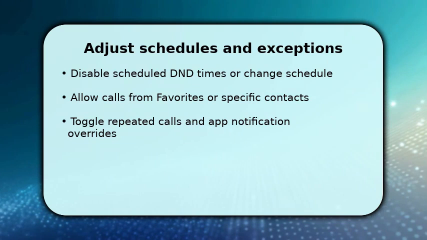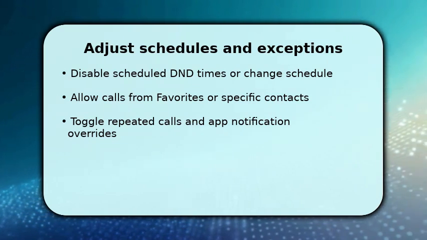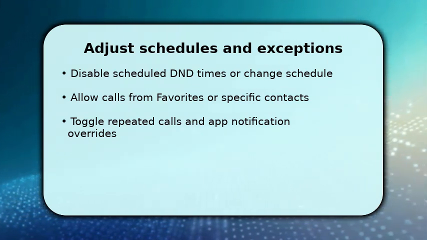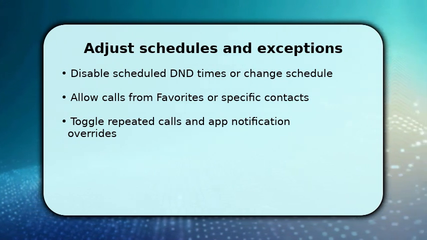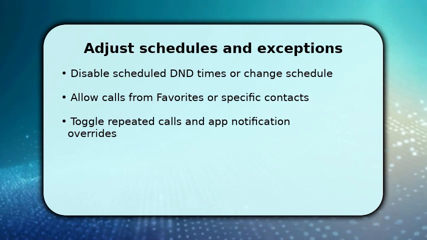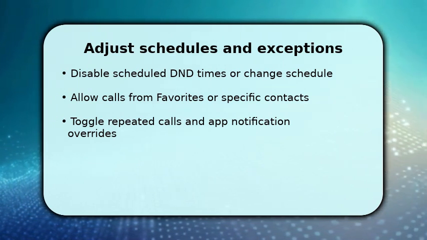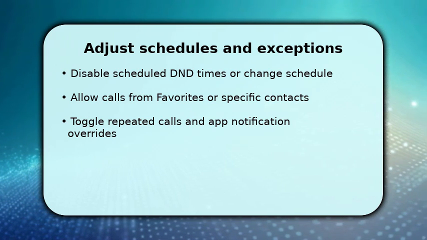Now modify the schedule and exceptions. Tap Scheduled or Sleep Focus and turn off any active time ranges, so Do Not Disturb won't re-engage automatically. Next, add important contacts to allowed calls or favorites to let calls through. This prevents missed urgent calls.